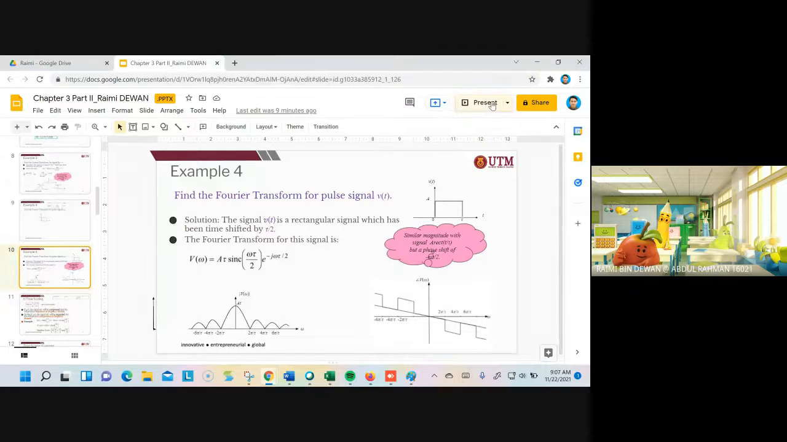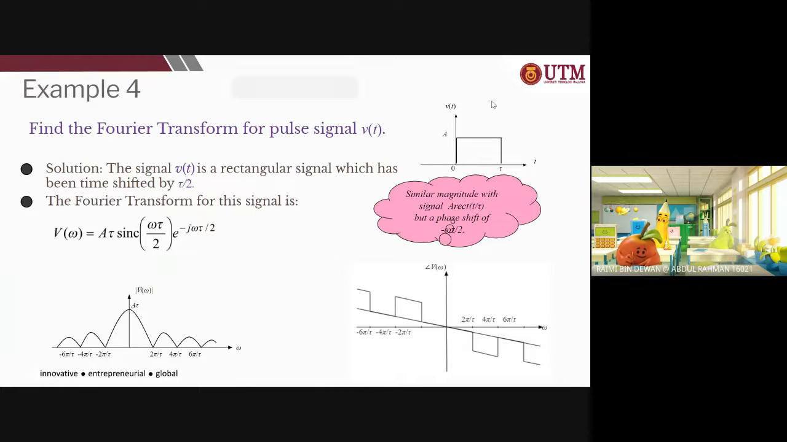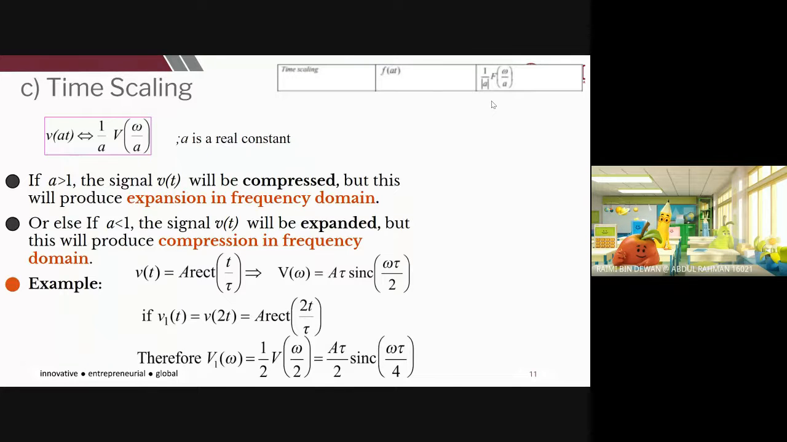Example 4. Oh, okay, there's a solution. Just try it at home and check your own answer. Next is time scaling. You can read it yourself: if A is greater than 1, the signal will compress. Maybe I will explain a bit more simply. If you have A, there is a condition on whether A is greater or less than 1. If your A is greater than 1, it means the signal in the time domain first.